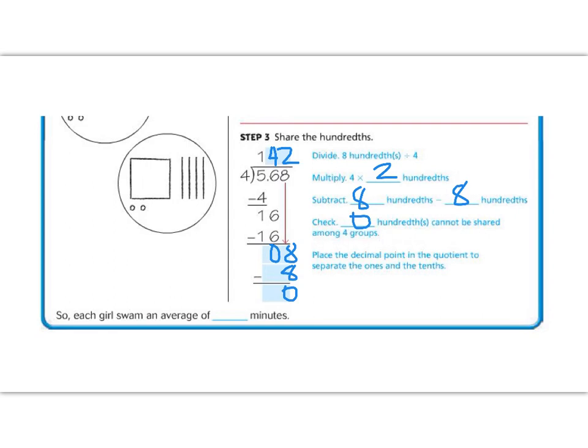But wait, this number has a decimal. So if our beginning number has a decimal, our answer needs to have a decimal. So when we divide by a decimal, first off, we line everything up, we divide like it's not there, and then we're going to bring it straight up from where it is, straight up above the line, and place it right there. So my answer should be 1.42 minutes. Each girl swam 1.42 minutes of the total time. Great job so far, 5th graders.